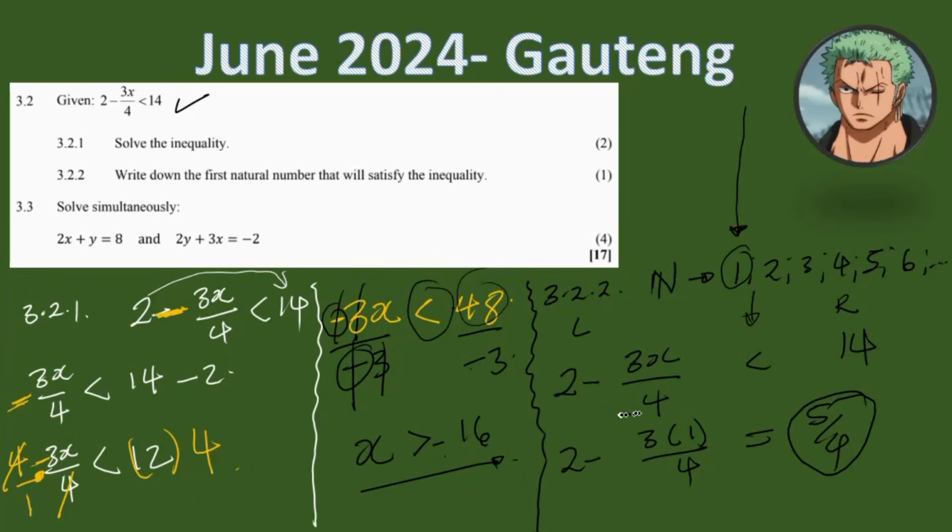Now, does it make this statement true? Is this number less than 14? Yes, it's less than 14. Therefore, the number that will make that statement true is 1. That's the first natural number that will make that statement true. So 3.2.2, that is 1. The answer is x is equal to 1. See how easy that is? Beautiful. Now to the next part.